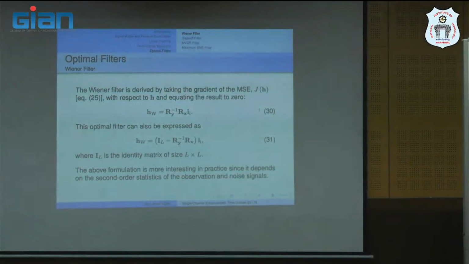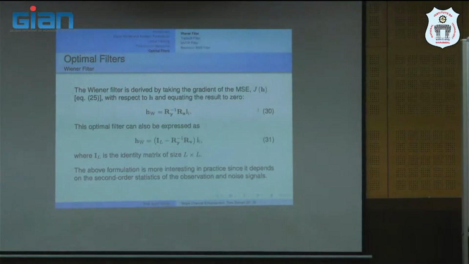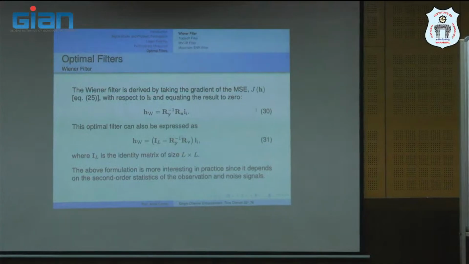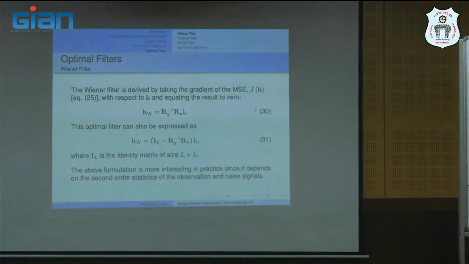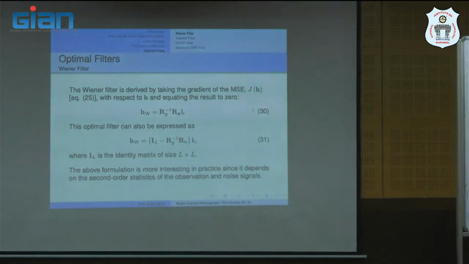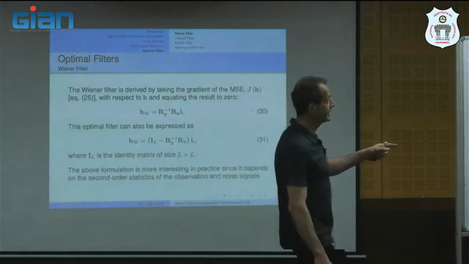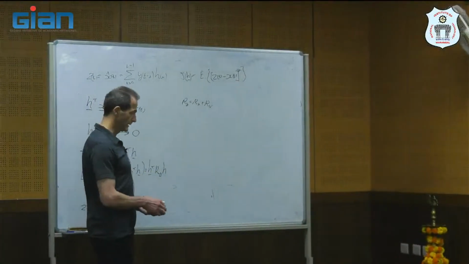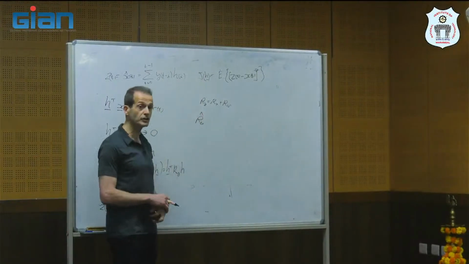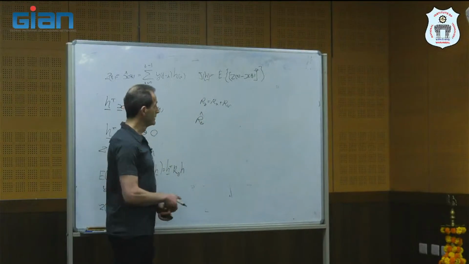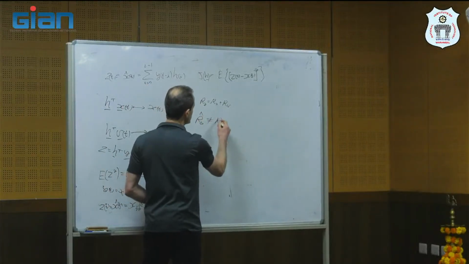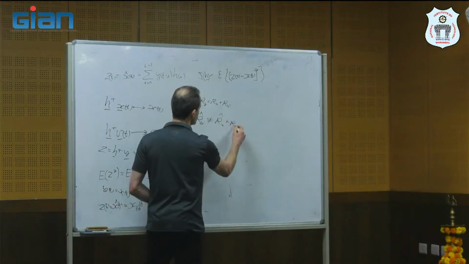Okay? Because what I wrote over there, that Ry equals Rx plus Rv, it's true for the accurate, model-based Rx and Rv. But if Rx and Rv and Ry are estimated, if I estimate Ry from the measurement, this is not true anymore. Generally, it will not be equal to Rx plus Rv.